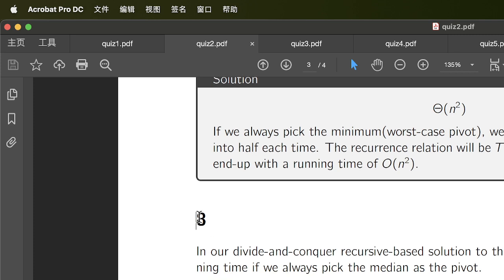Okay, number 8. In our divide and conquer recursive based solution to the k-select problem, what is the running time if we always pick the median as a pivot? So if we always pick the median as a pivot, that means we always pick the best case pivot. So that means we can always divide the problem into half each time. And the recurrence relation would be T of n is equal to T of n over 2 plus O of n, because we always pick the median. And we get the running time is O of n by the master theorem.